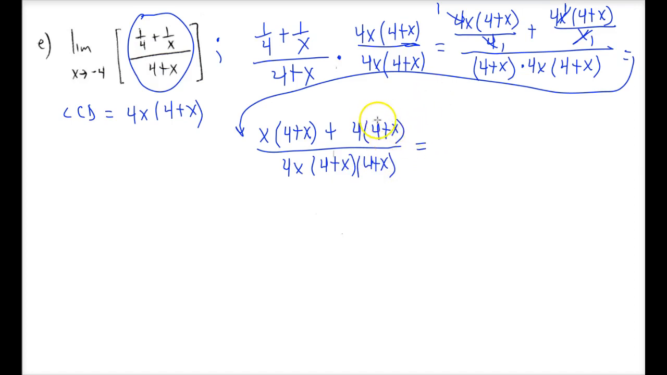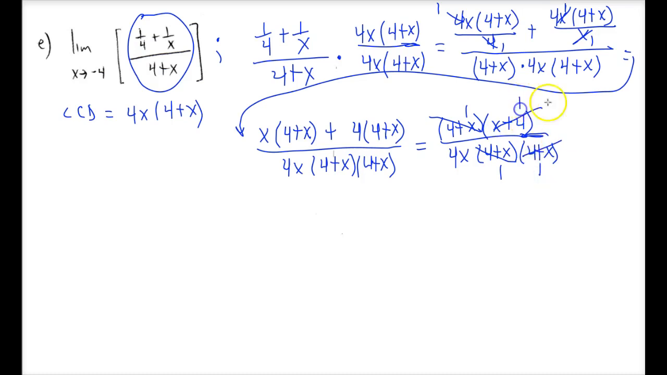And so here we see that we have in common a 4 plus x in the numerator, so we factor that out, and we just have x plus 4 remaining. We write the denominator, and we note here that 4 plus x is the same as x plus 4. So here we have those 4 plus x's reducing to 1. And it's also reducing to 1. And what we have left is just 1 divided by 4x.